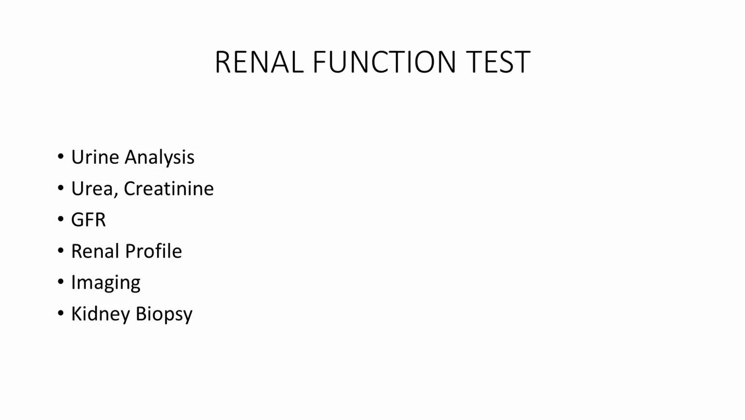Then the renal profile. In the renal profile, there is a battery of tests which we perform so as to narrow down the differential diagnosis. For example, if a patient comes to you with anemia, we think in terms of chronic kidney disease. Similarly, if a patient comes with low calcium, immediately the metabolic function, the endocrine function, calcium regulation comes to mind. Then imaging, and finally the kidney biopsy, which is a diagnostic tool to establish the diagnosis of kidney disease.